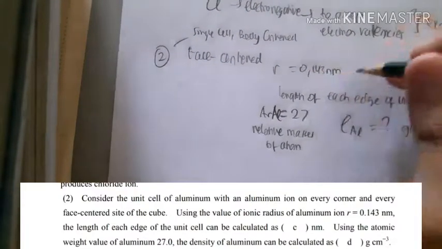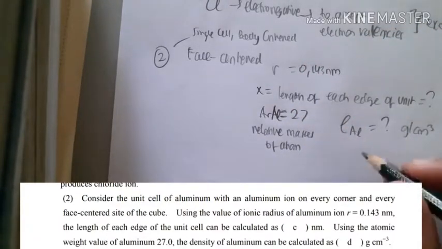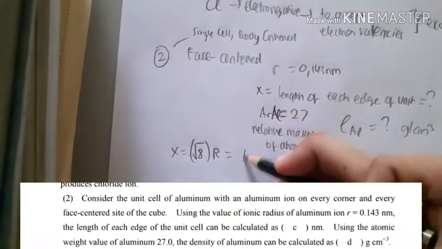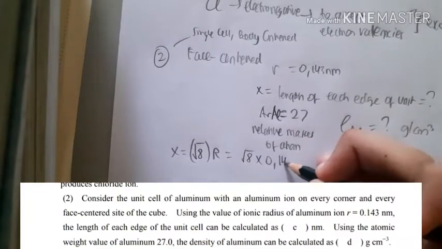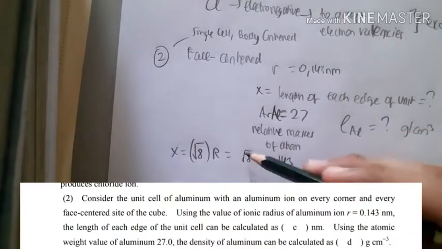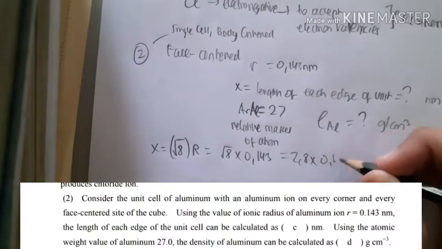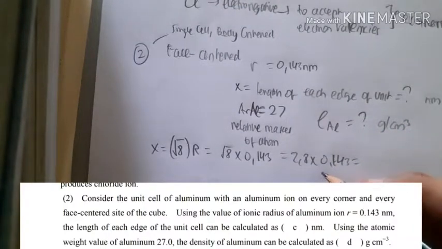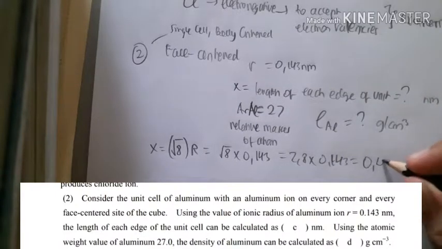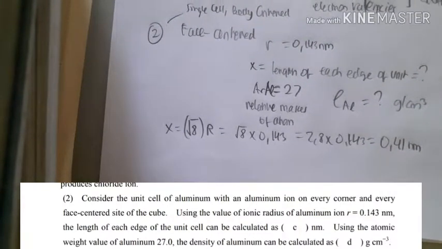Okay, let's assume that the length of each edge of the unit cell is x. In face-centered cubic, x is √8 times r, which is √8 times 0.143. If you don't know how to calculate √8, just change it into 2.8 and multiply it with that, and this will actually result in 0.4 nanometer.